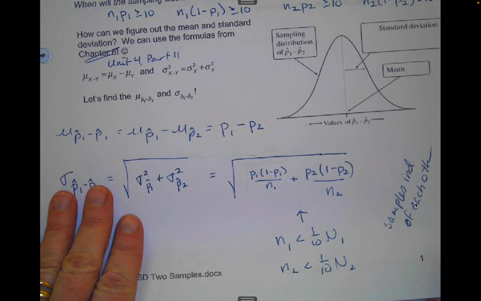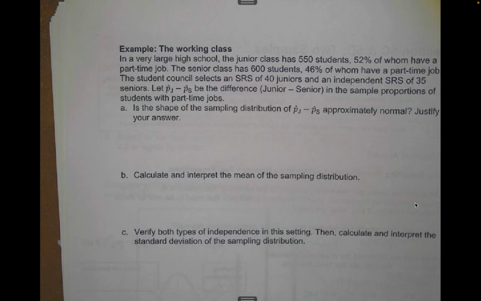Everybody ready? We're just going to do the same kind of thing we've been doing. We're going to find the probability using those things right there. So we have a very large high school. The junior class has 550 students, 52% of whom have a part-time job. The senior class has 600 students, 46% of whom have a part-time job. The student council selects a simple random sample of 40 juniors and an independent simple random sample of 35 seniors. So again, if they're a junior, they're not a senior. Let p hat j minus p hat s be the difference, junior minus senior, in the sample proportions of students with part-time jobs. Again, instead of using ones and twos, they're just using j's and s's.